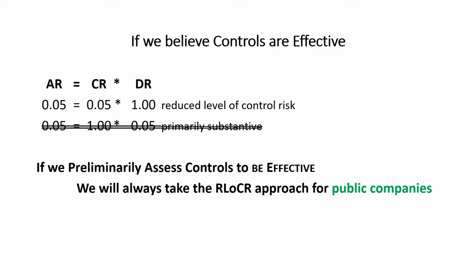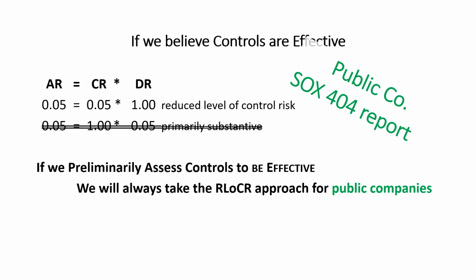Primarily substantive. If we believe the controls are effective, then in my mind, I'm going to take the reduced level of control risk approach with an asterisk. I know I need to check something, but my default is the reduced level of control risk approach. For public companies, we're always going to take the reduced level of control risk approach. If we preliminarily assess controls to be effective, then we preliminarily assess control risk as low and take a reduced level of control risk for public companies. Okay, because we're going to have to issue a SOX 404 report.